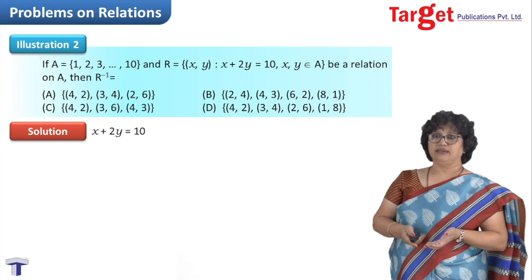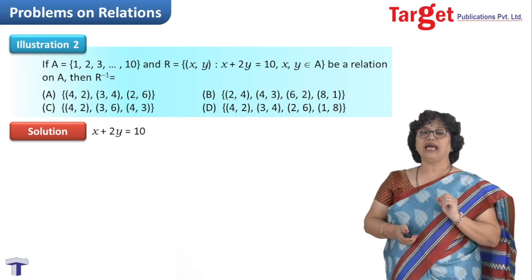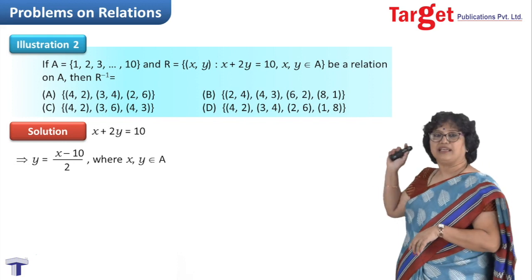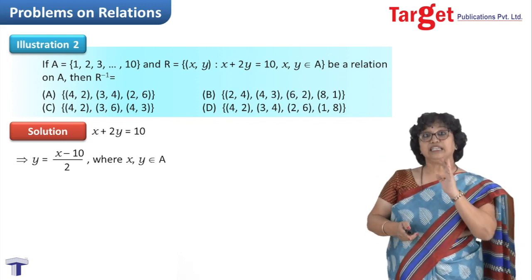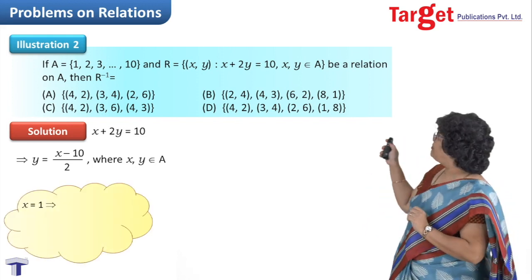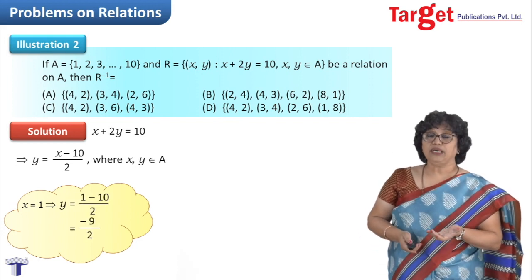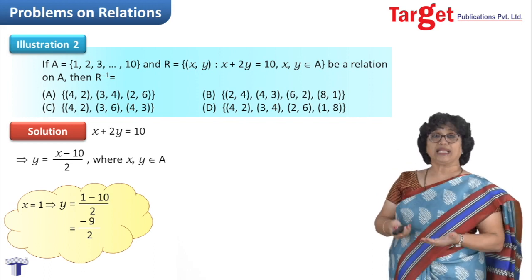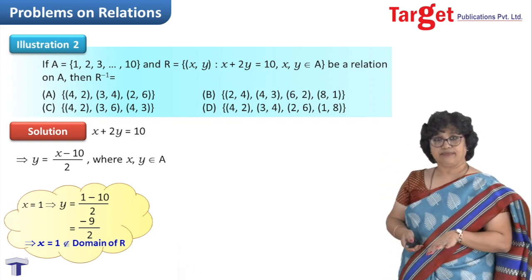So I start with that, let me check what kind of pairs x, y I am expecting in capital R. I write y as (x minus 10) upon 2 and I would try to calculate y for every x. Is it possible? Let us see one by one. If I substitute x equal to 1, it will become (1 minus 10) upon 2 and it is nothing but minus 9 by 2. We expect that y to be in set A and we are getting minus 9 by 2, which is not in set A. So obviously x equal to 1 cannot be in domain of R.